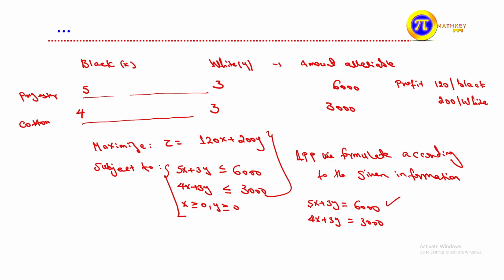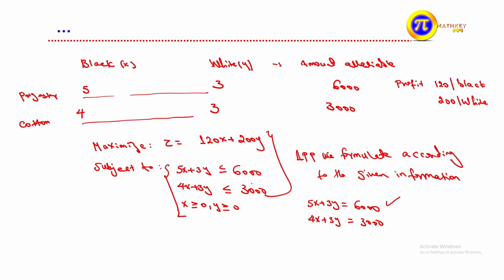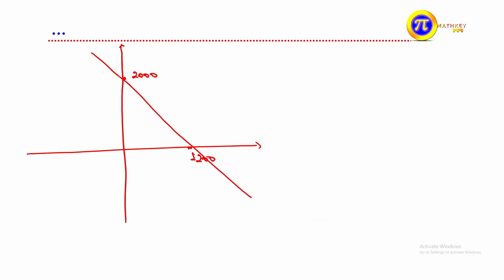For the first one, where y is 0, 5x equals 6000, and 6000 divided by 5 is 1200. When x is 0, the value of y is 6000 divided by 3, that is 2000. So the first one, let's consider here is 1200, and this one is 2000. So the line is sketched passing through these intercepts. Since it is less than or equal, we take 0, 0, and the region is on this side.